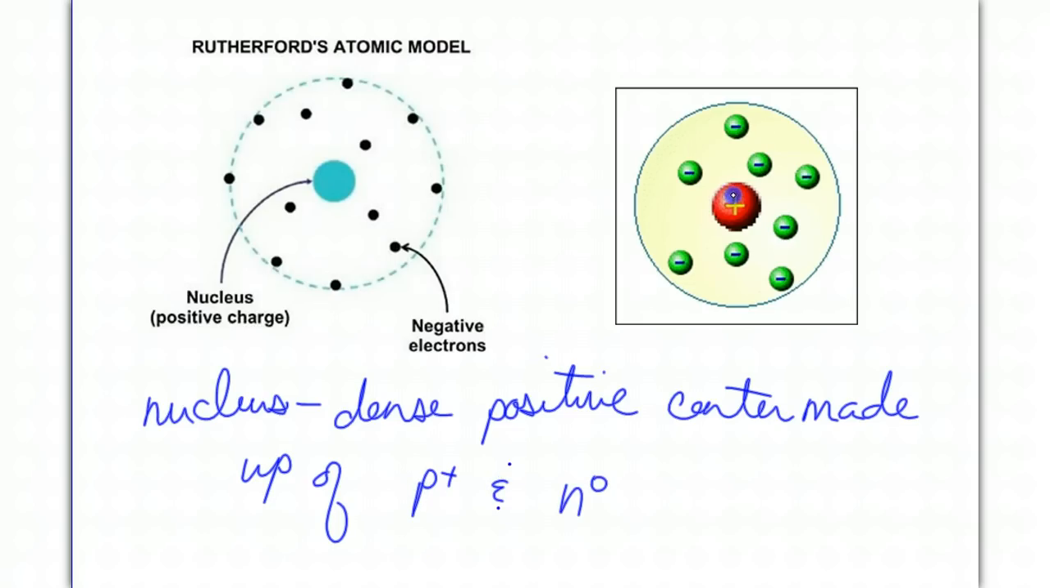So here's another picture of it to just emphasize that the nucleus has a positive charge, it's very dense, compact, and in the center, and it's surrounded by negative electrons.